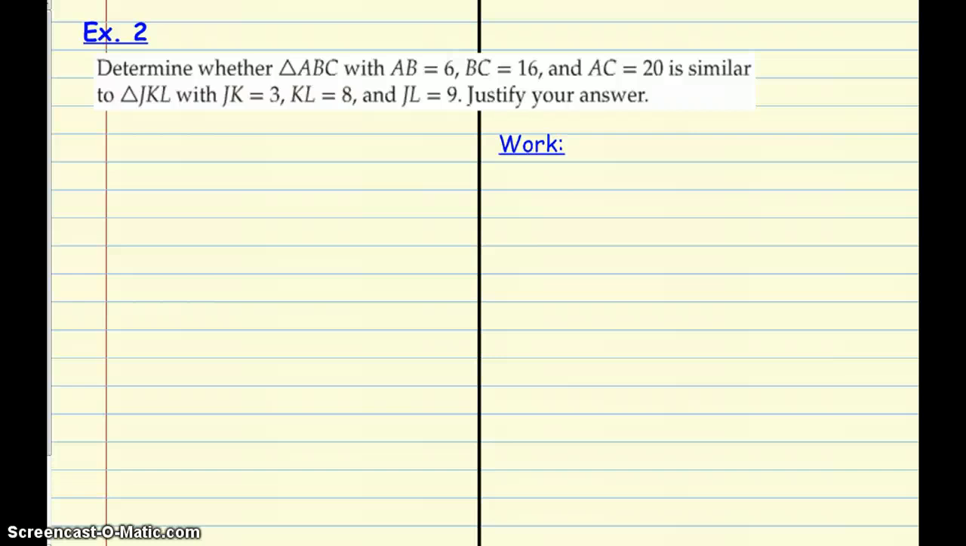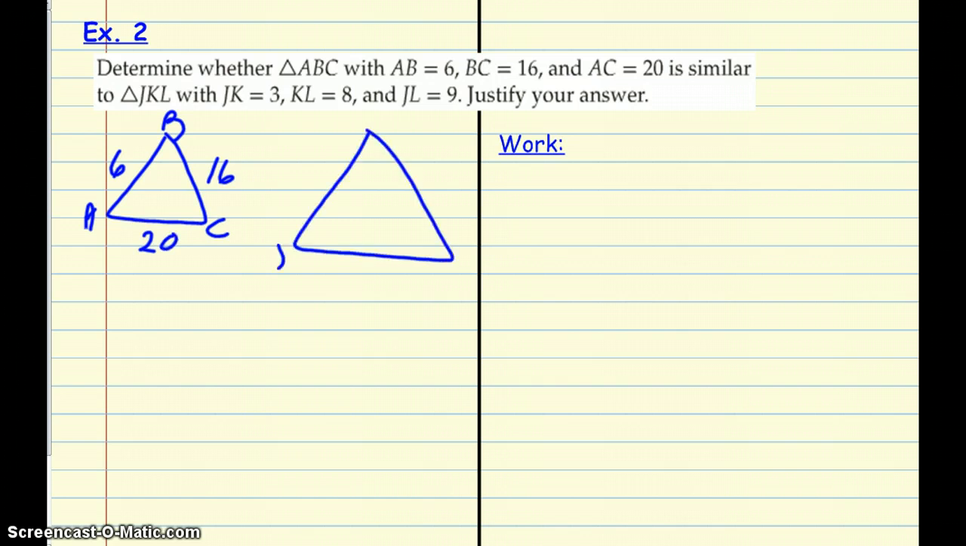So now let's take a look at example 2 where we know the side lengths and we have to figure out if these two are similar. Same thing, we have two triangles. And again, I'm going to draw a picture to represent our triangles. So we have triangle ABC, and I know this side length AB is 6, BC is 16, and AC is 20. And then I've got this other triangle, J, K, and L. And I know JK is 3, KL is 8, and JL is 9.